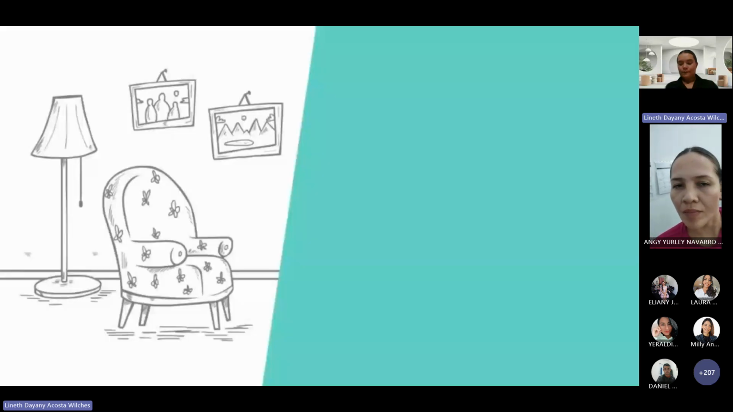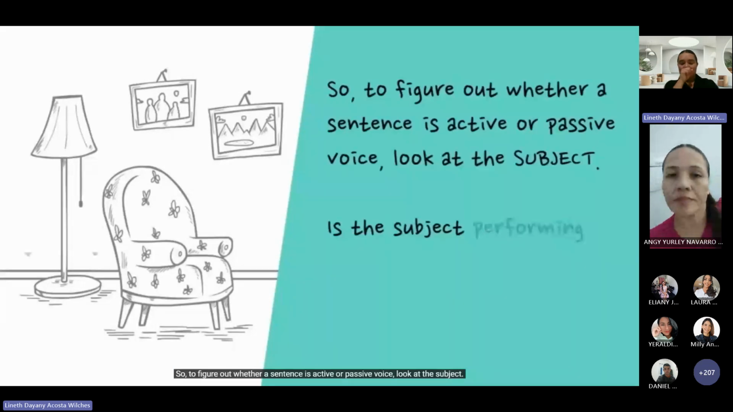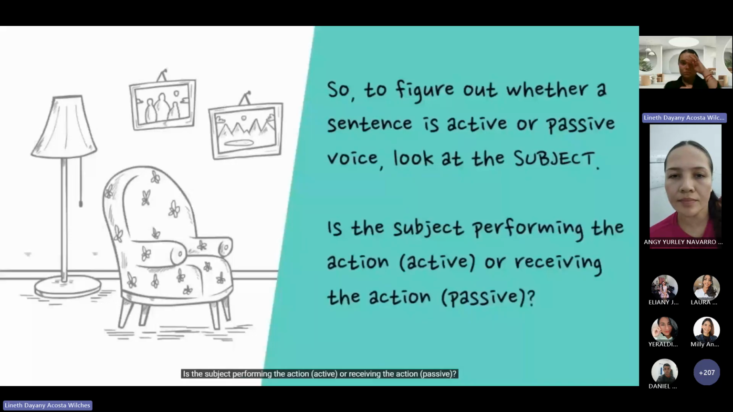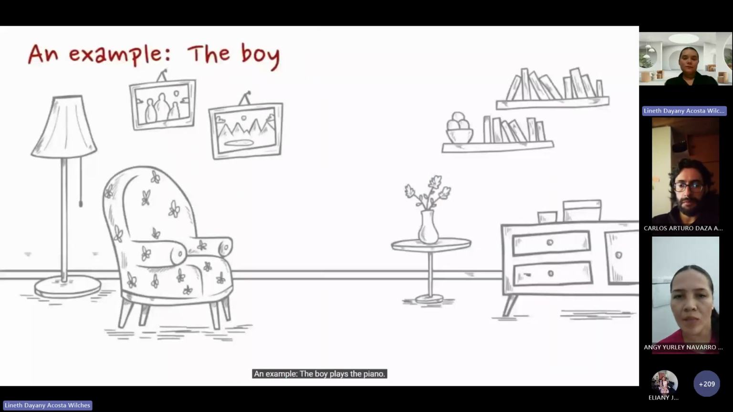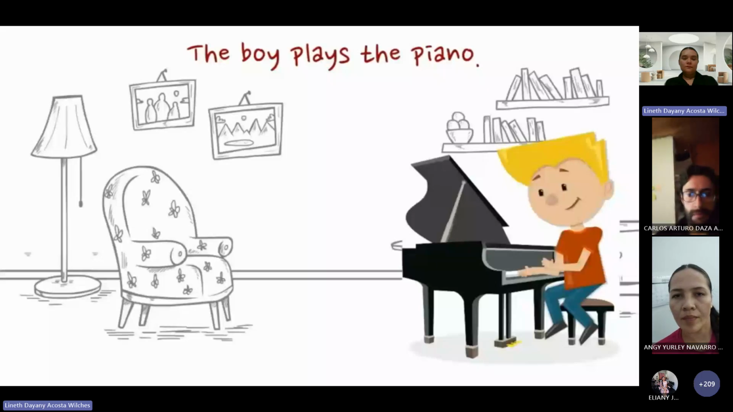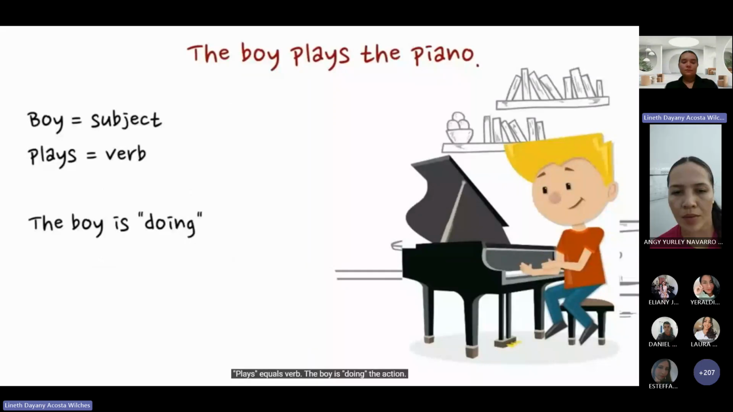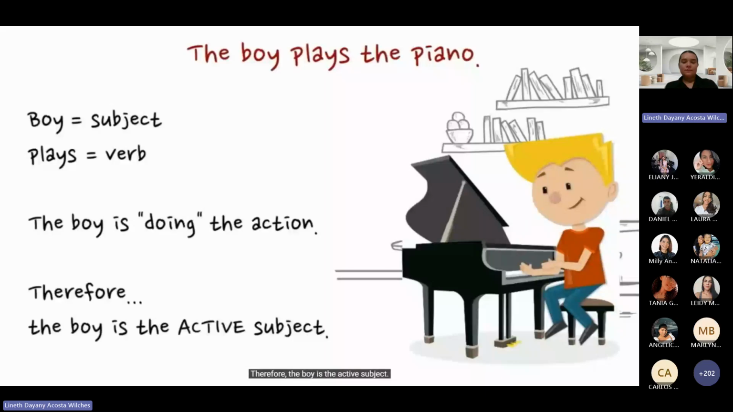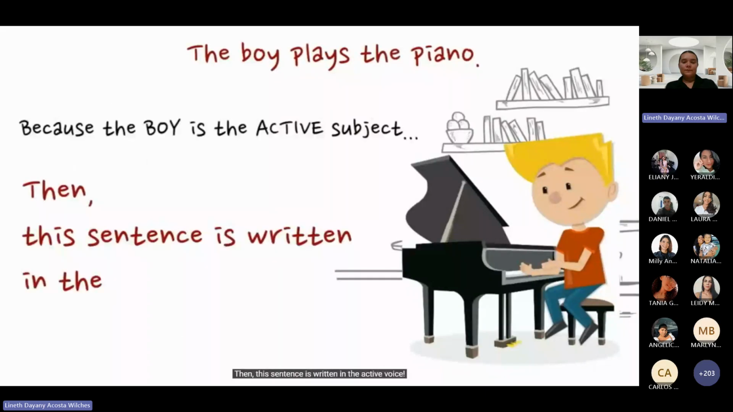So, to figure out whether a sentence is active or passive voice, look at the subject. Is the subject performing the action, active, or receiving the action, passive? An example: the boy plays the piano. Boy equals subject, plays equals verb. The boy is doing the action. Therefore, the boy is the active subject. Because the boy is the active subject, this sentence is written in the active voice.